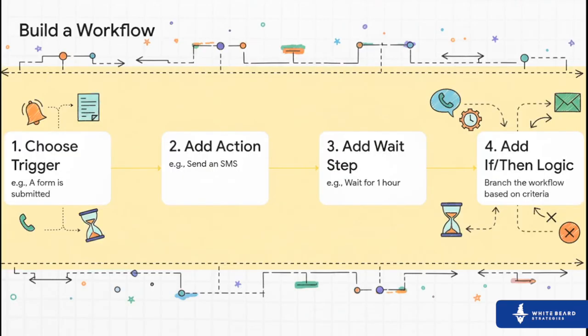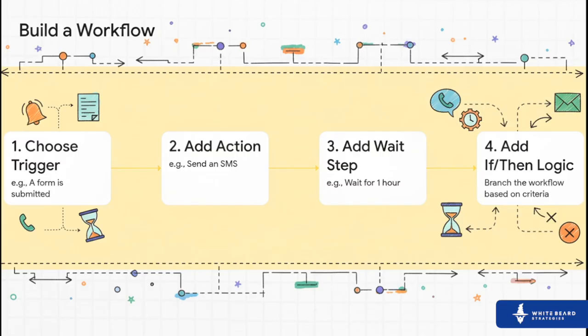Okay, so how do you actually build one? It's probably simpler than you think. It really just breaks down into four main steps. First up, you pick your trigger. Let's say a form gets submitted. Step 2, you add your first action. Maybe send a quick welcome text message. Then you can add a wait step, pause for an hour or so. And then finally, step 4.